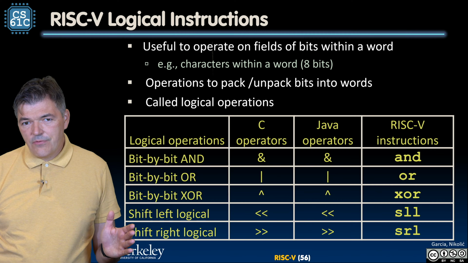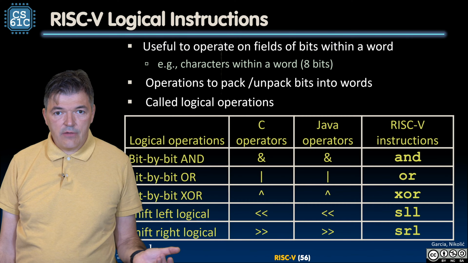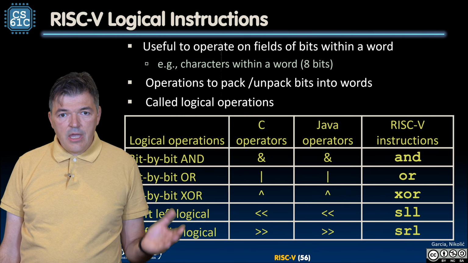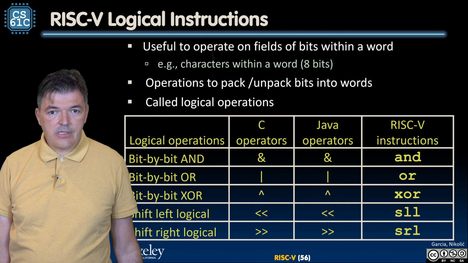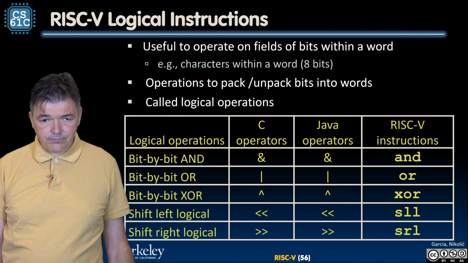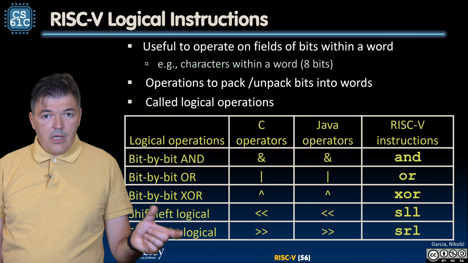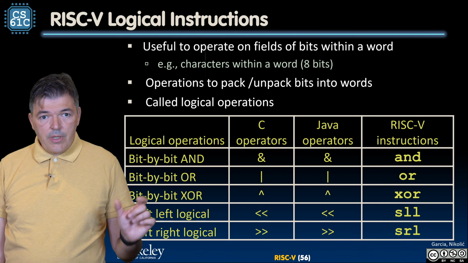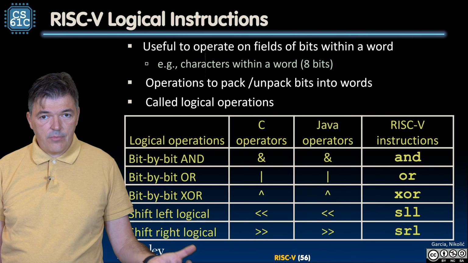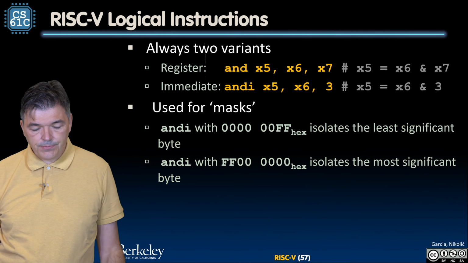They should be fairly familiar to us because we have seen them in high-level languages like C or Java. Bitwise ANDs and ORs and XORs have their direct counterparts in the assembly language, and so do shifts left or right. They're often used for isolating a byte or a nibble out of a word, or by packing bytes or nibbles into a word for more efficient storing of data. Let's take a look at a few examples here.